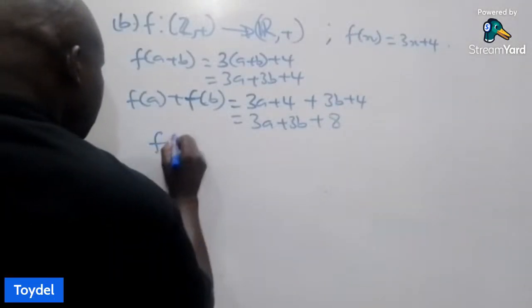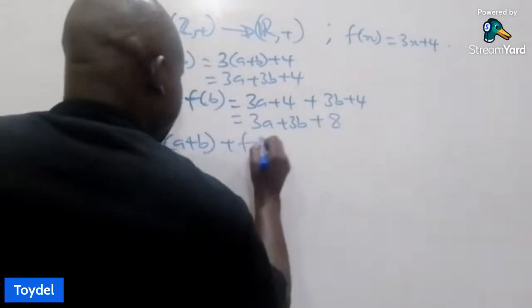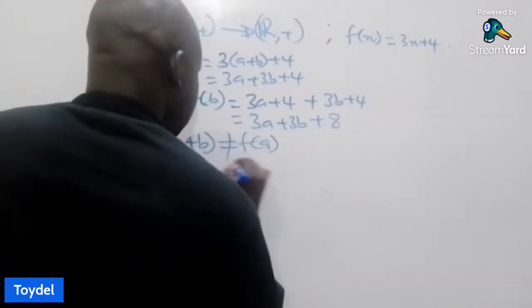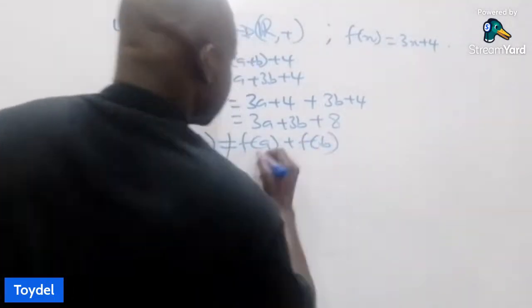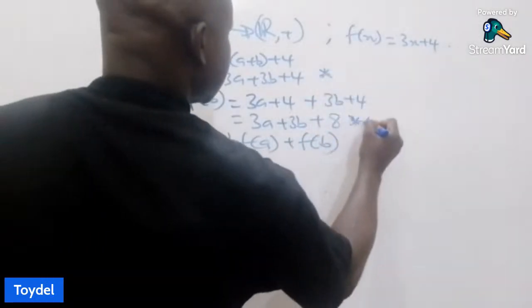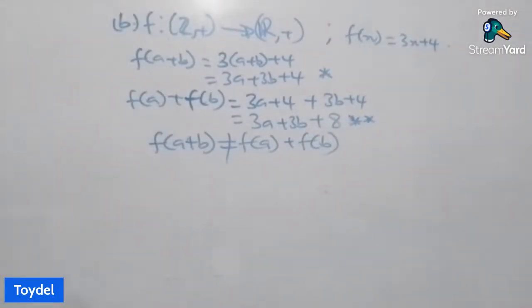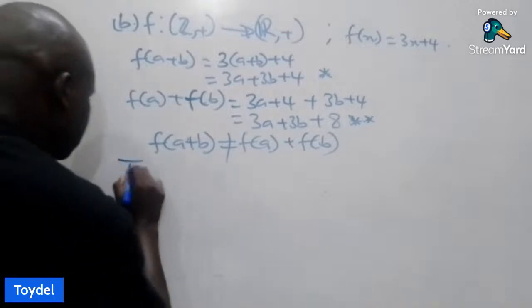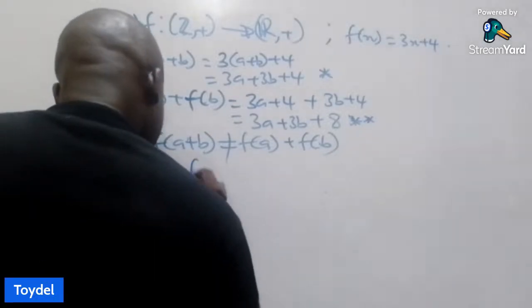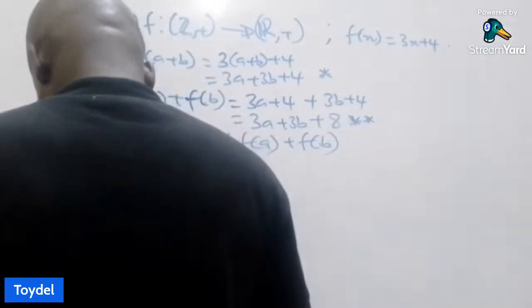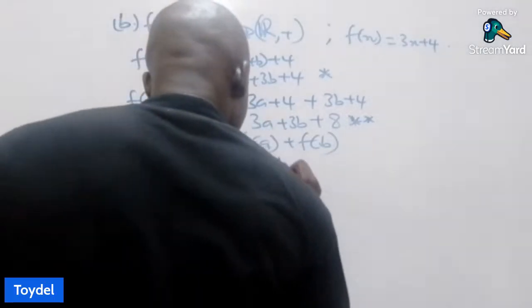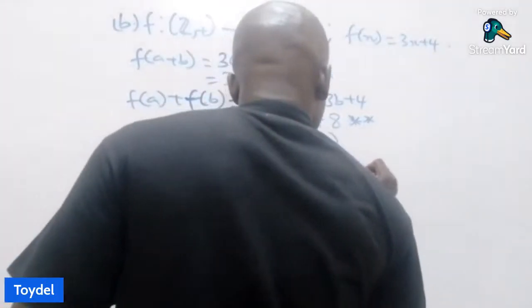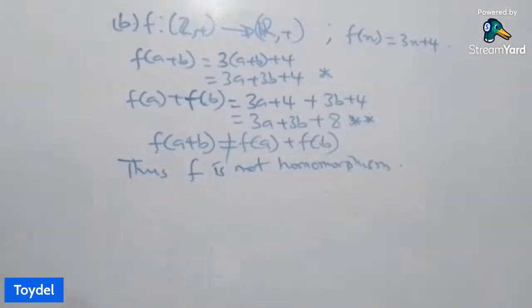So from there, what can we conclude? F of a plus b is not equal to f of a plus f of b. Look at in this case now, we didn't get the same answer. This answer and this answer, they are not the same. Since they are not the same, then we make a conclusion that f is not homomorphism. That will be our condition there. So that is our conclusion.